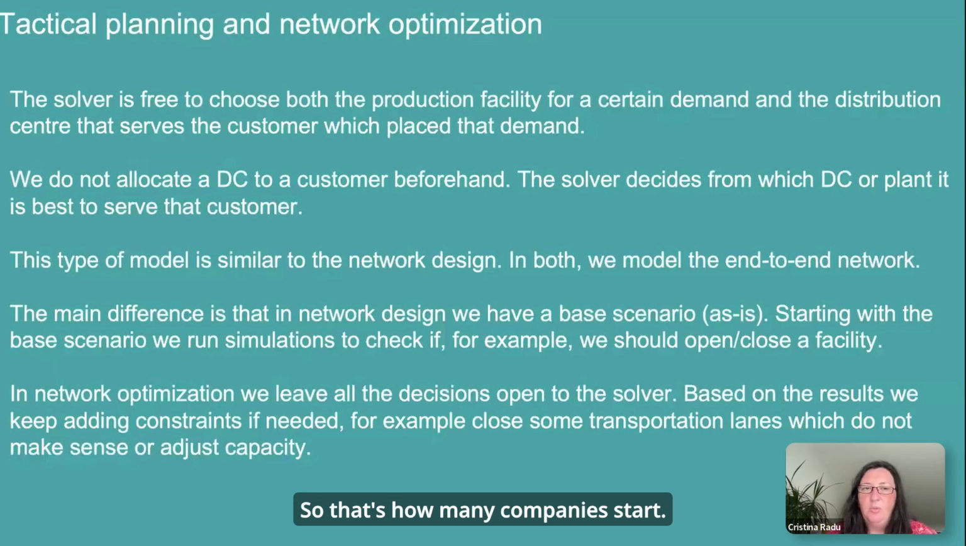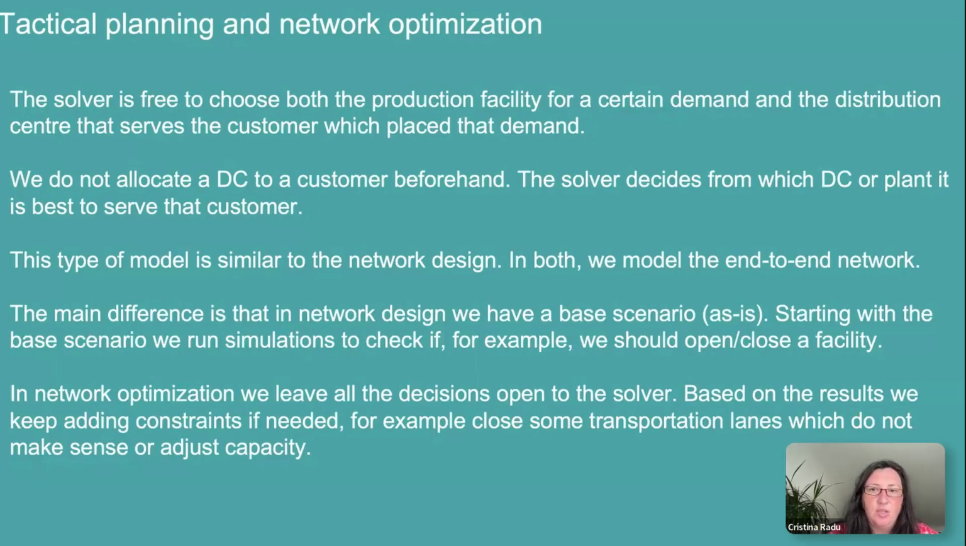So that's how many companies start. And then they start putting restrictions. Maybe we consolidate this, maybe we do some other things. But it's very powerful to see what the solver would choose, and then compare to what you usually do when you don't have an optimization.